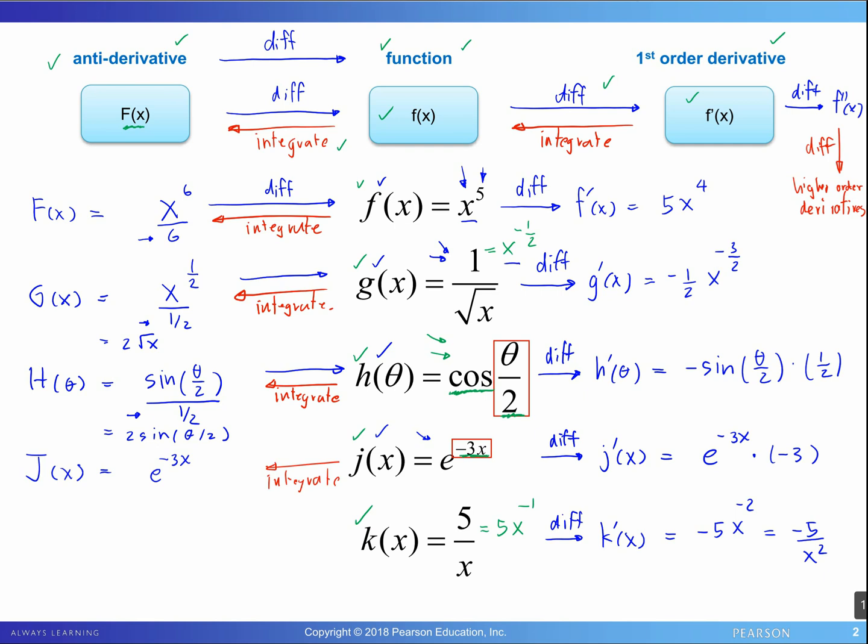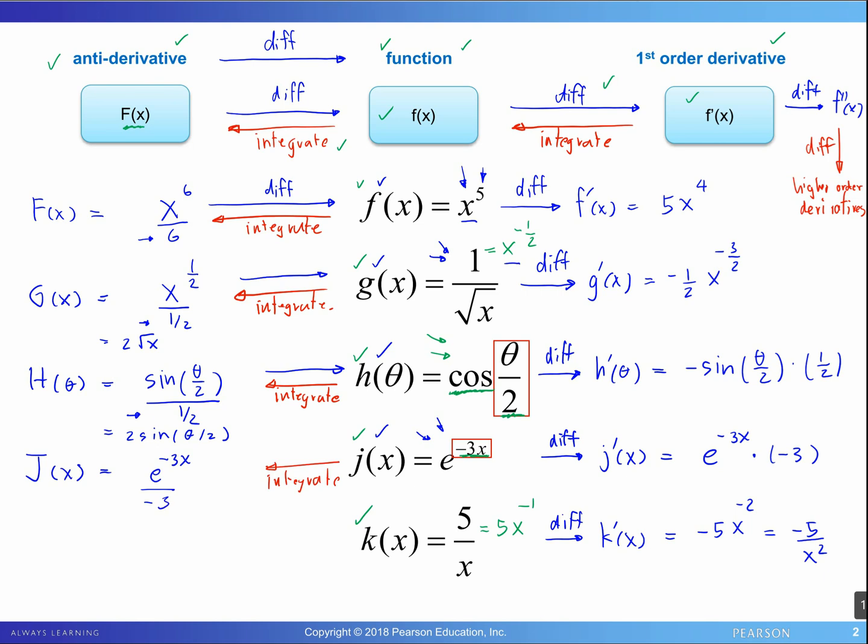Now let's try to diff this, big J, e to the power of minus 3x. So e stays the same, but with the chain rule, minus 3 is going to come down. But we don't have minus 3 right here. So we are going to have to get rid of that extra minus 3 by dividing that number down here.